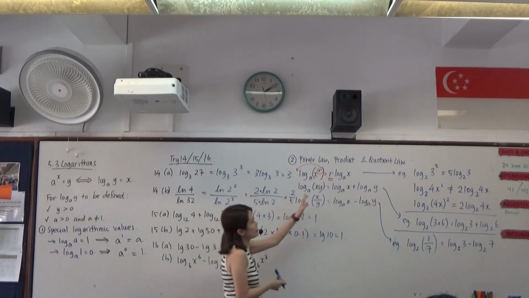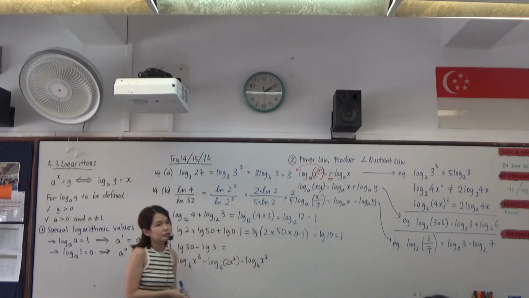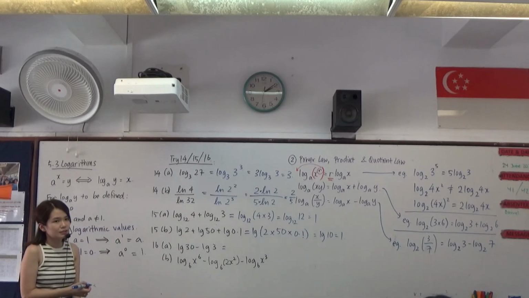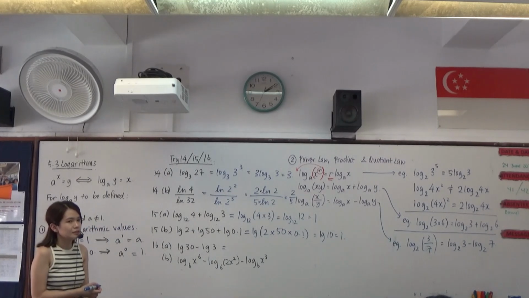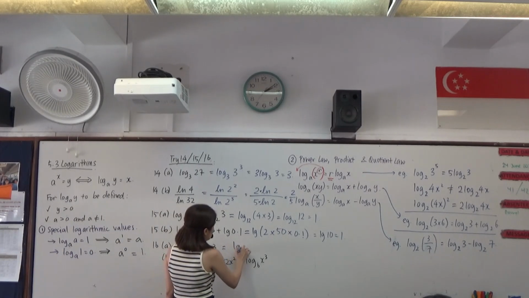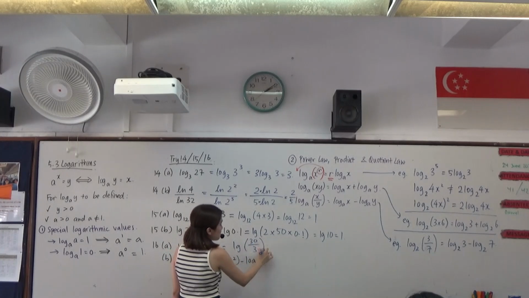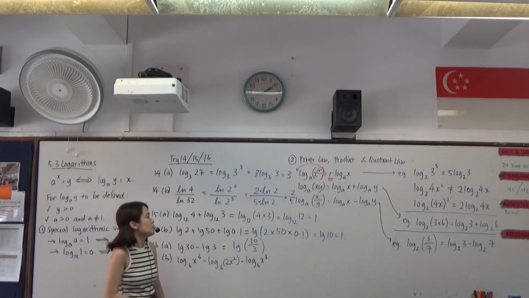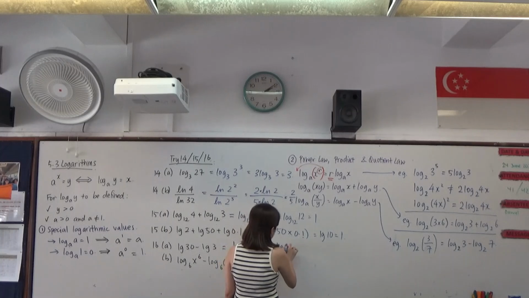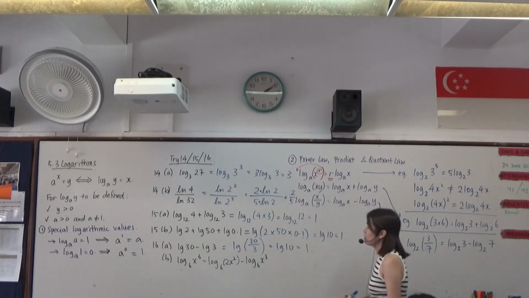Don't just see from left to right, see from right to left also. Log, then 30 over 3. Okay, log 30 divided by 3. Get it? You see our quotient rule. So that is log 10. Again, it's 1.